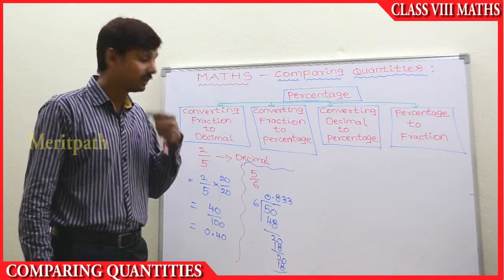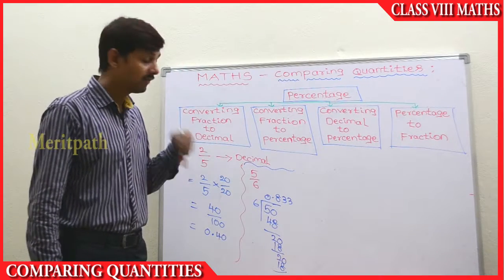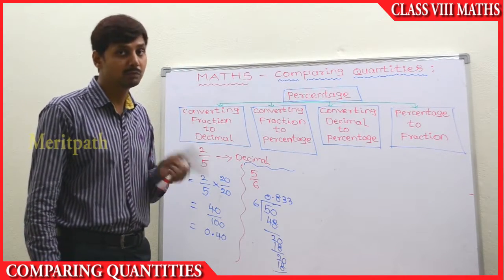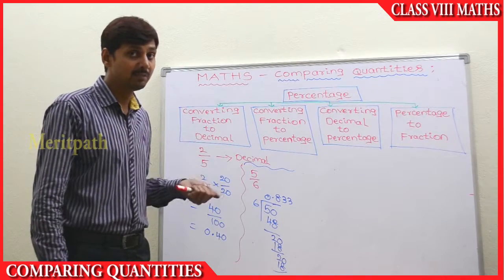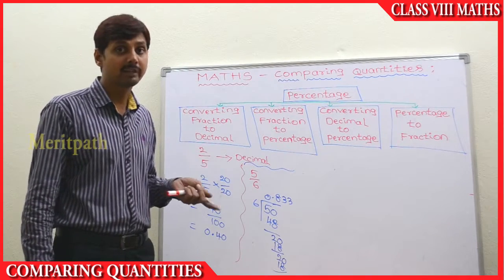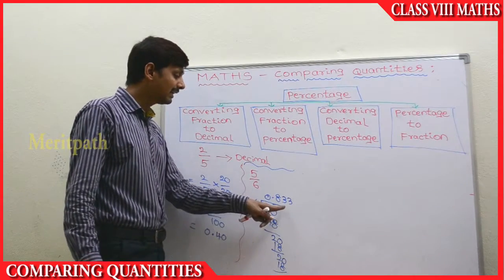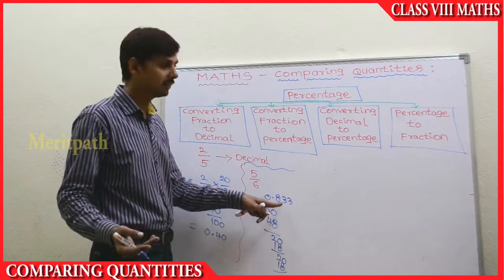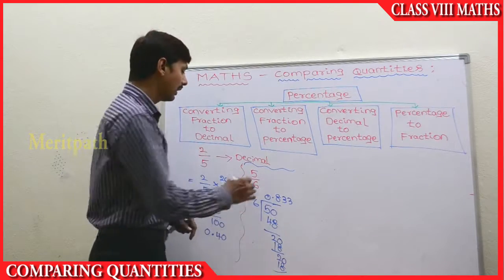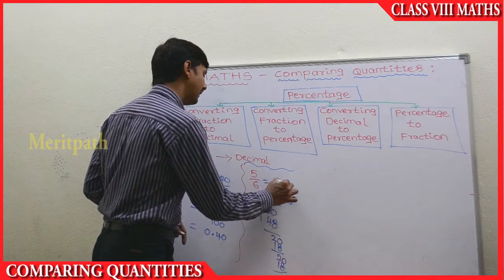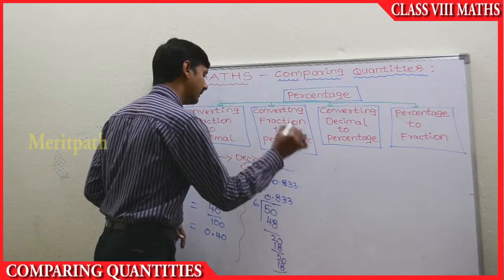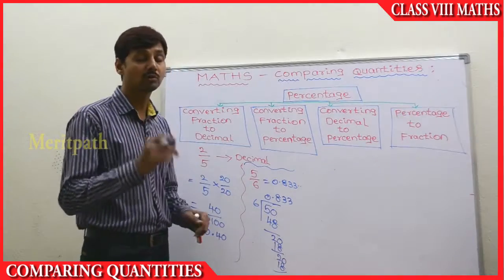If it repeats continuously without stopping, the same number, then we call it a non-terminating and repeating decimal. If it is a different number, it is non-terminating, non-repeating decimal. This is repeating because this is 0.833 and so on. We get this and so on. We call this a non-terminating decimal.